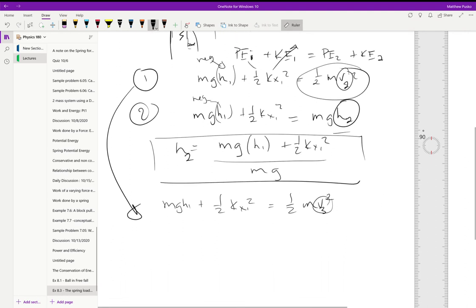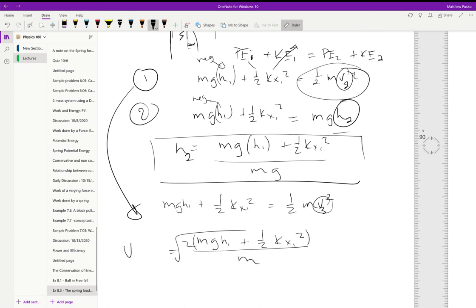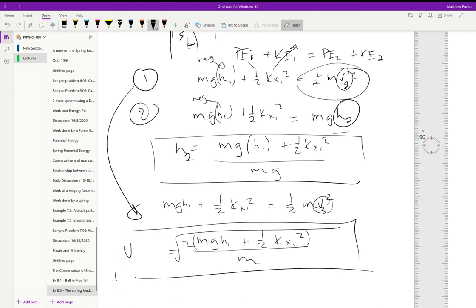So I would have mgh1 plus 1/2 kx1 squared is equal to 1/2 mv squared. We would divide by the mass and multiply all this by 2 and take the square root. So that's how fast it's leaving the barrel.